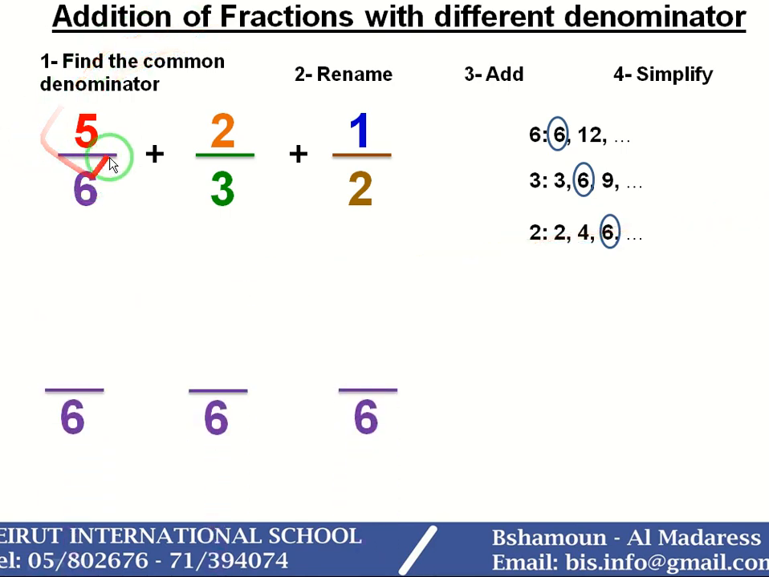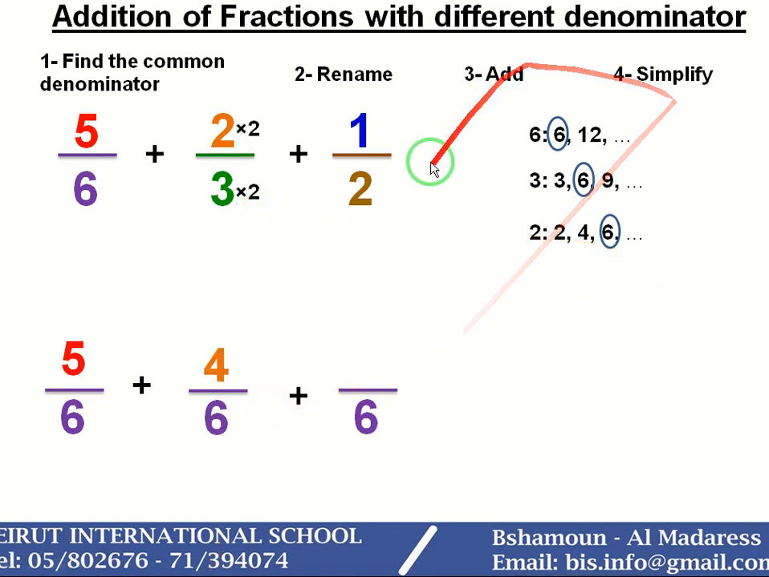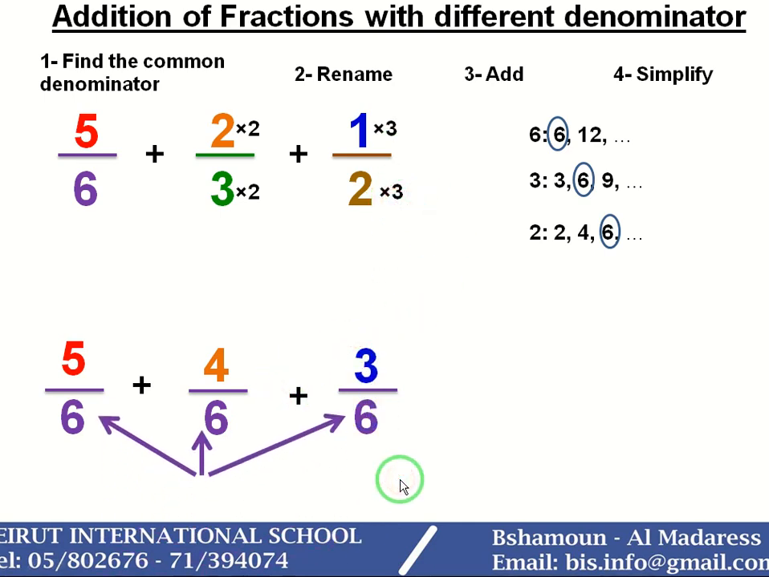Now as you can see, for 5 over 6, the denominator is already 6, so I keep it as it is. Plus, for the 2 over 3, I multiply the numerator and the denominator by 2 to get 4 over 6. Plus, as for 1 over 2, I multiply the numerator and denominator by 3 and I get 3 over 6. Now the common denominator is 6.